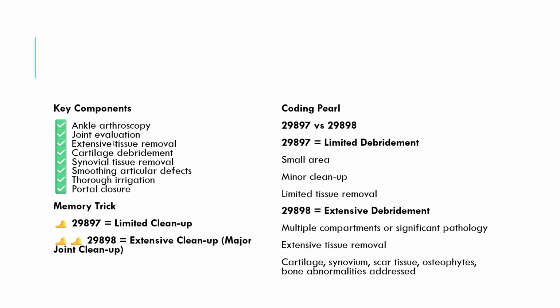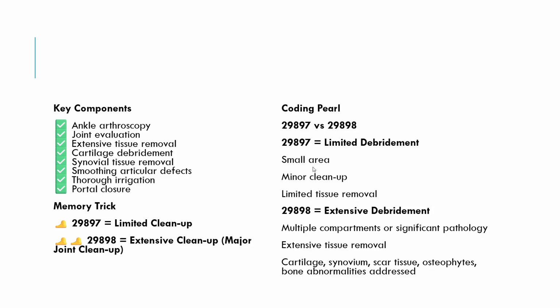So, what are the key components? Here, extensive tissue removal should be mentioned in the document, and cartilage debridement, synovial tissue removal, smoothing of the articular defects, and irrigation. Okay, 29897 is for the limited cleanup. Whenever a physician is performing extensive cleanup, you can code 29898.